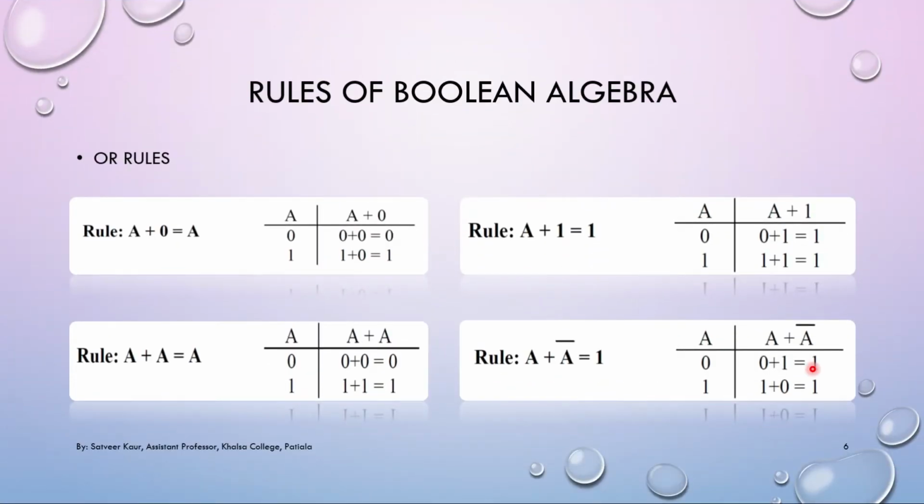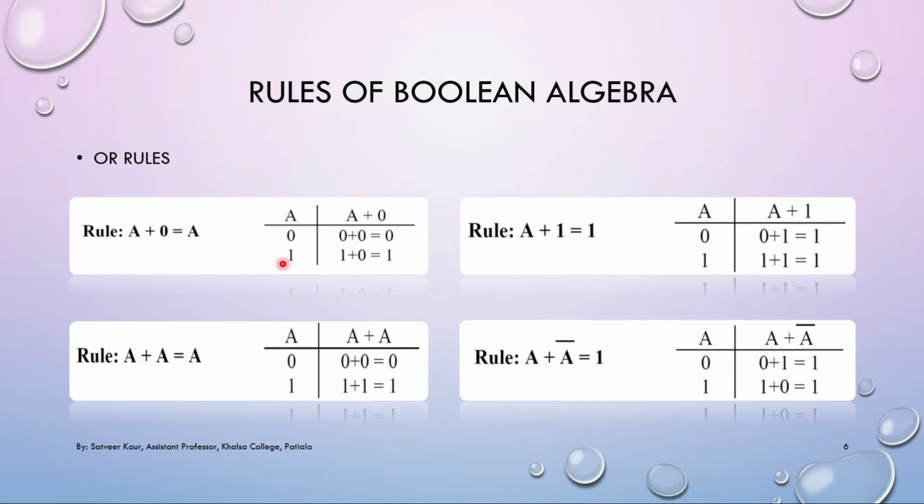The next rules are OR rules, in which the first rule is A plus 0 equals A. That means if we perform the OR operation on any variable and on 0, then the output will be that variable only. It can be seen in this truth table. If the value of A is 0 and we add 0, or you can say 0 or 0, it will be equal to 0. If the value of A equals 1, in that case 1 or 0 will be equal to 1. That means the output is the same as the variable's value.